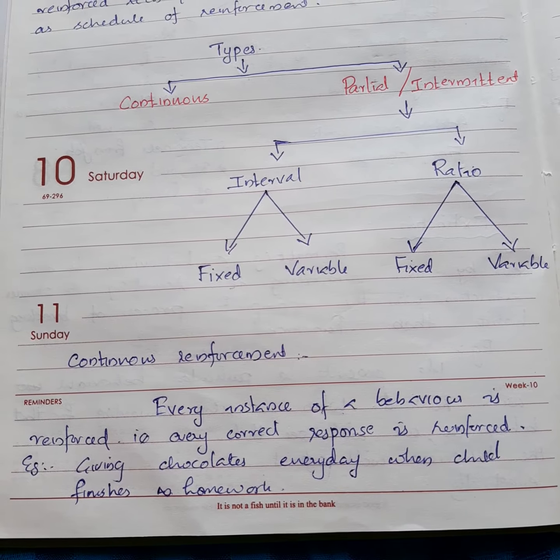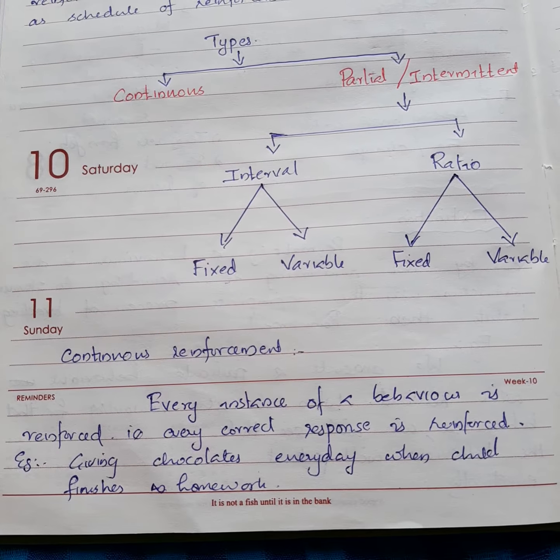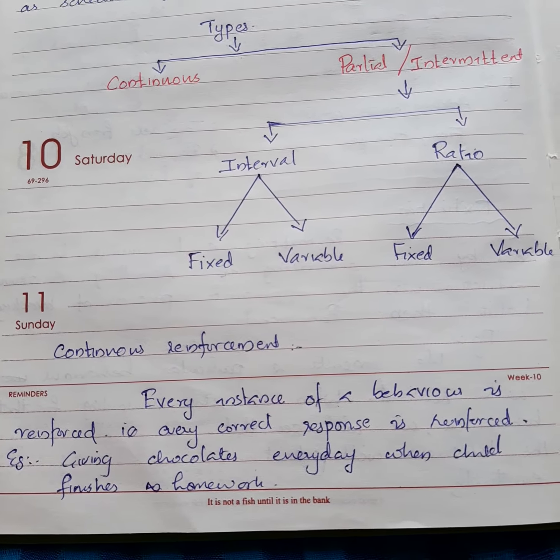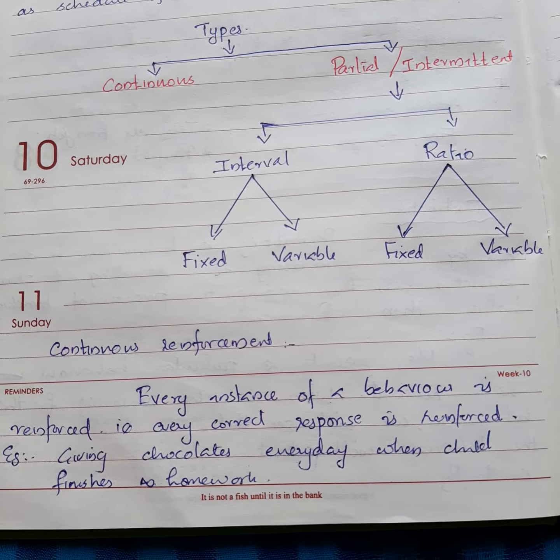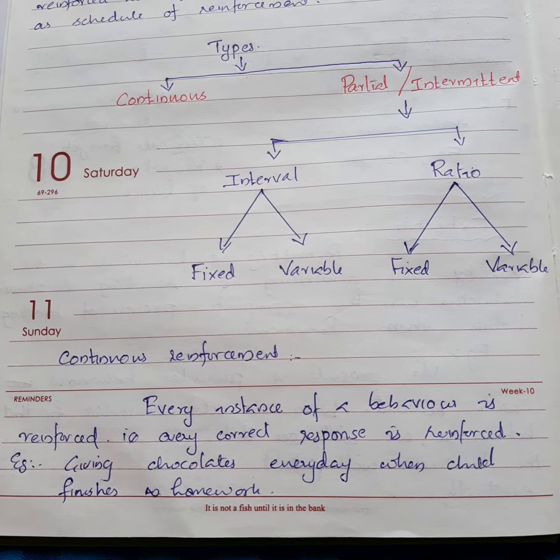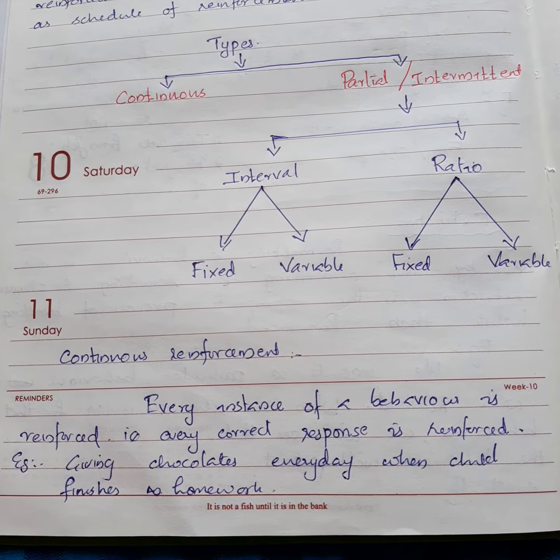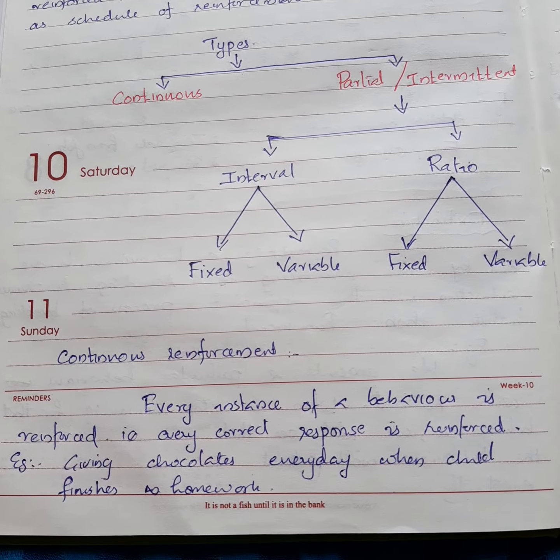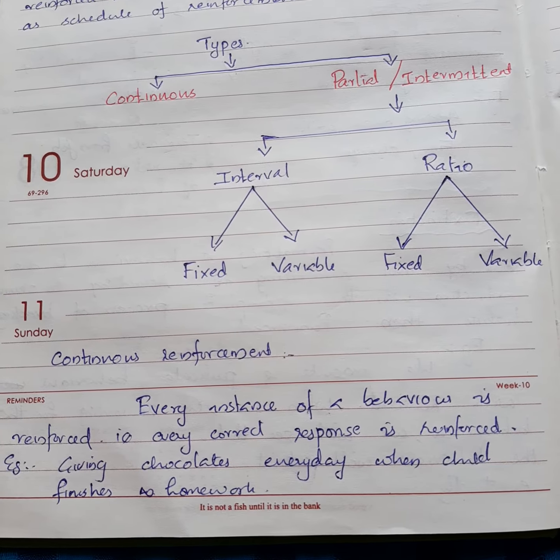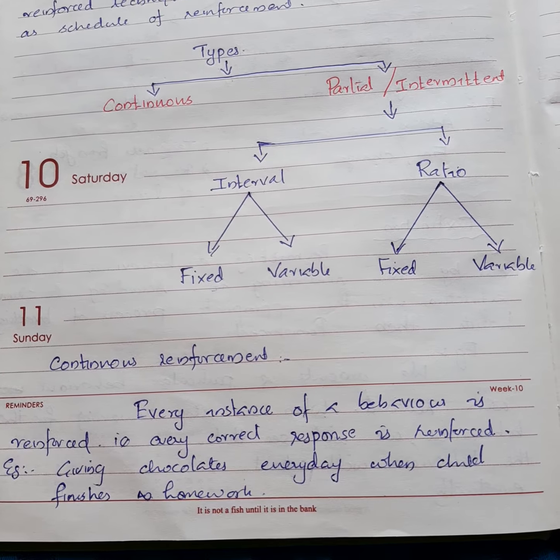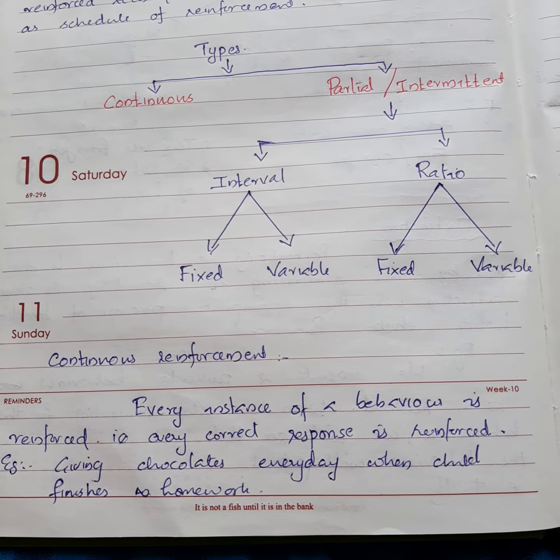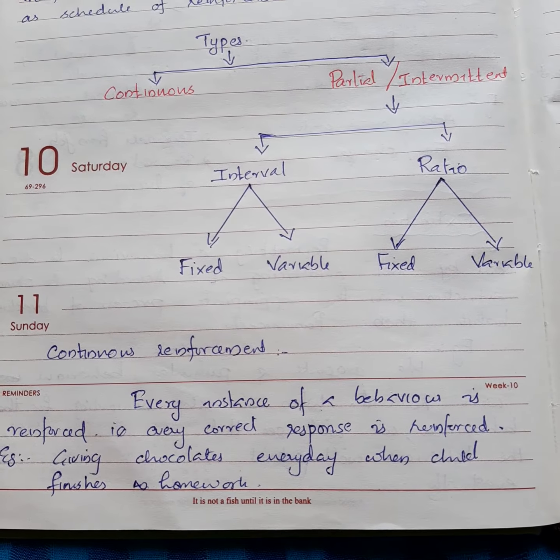Continuous reinforcement: every instance of a behavior is reinforced. That is, every correct response is reinforced. The best example for continuous reinforcement is giving chocolates every day when a child finishes homework. That means for every instance, we are reinforcing the response continuously.